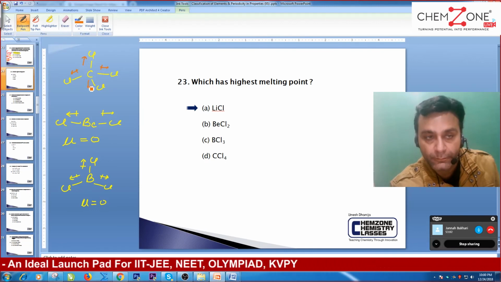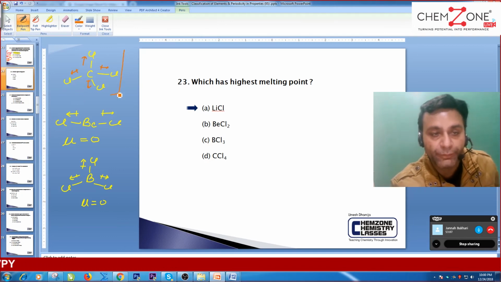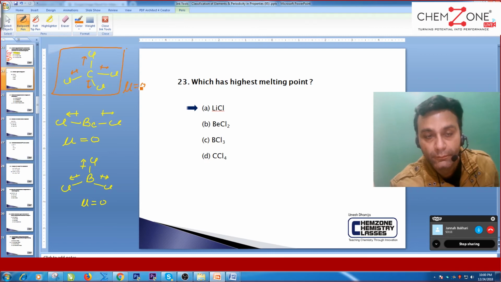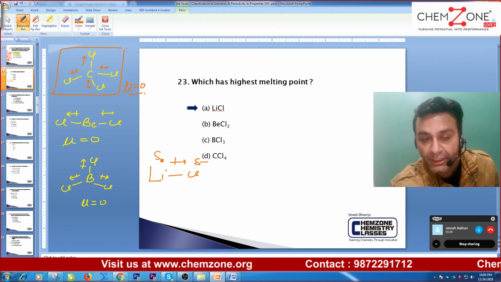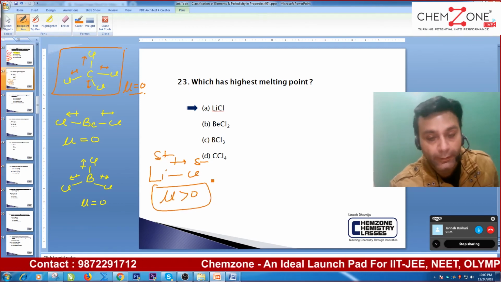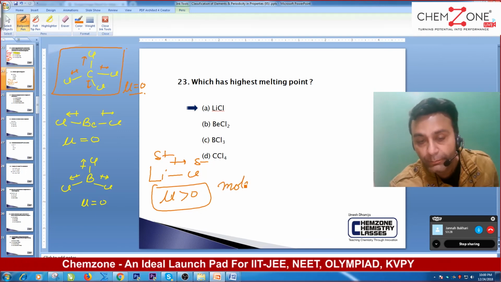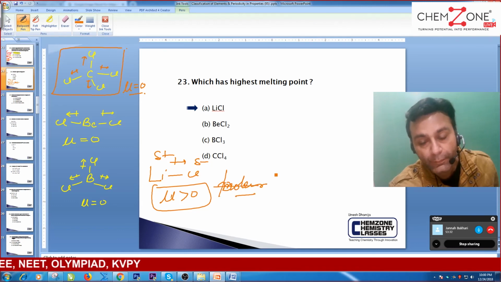So then LiCl, because it only has one. So the moment will be 0 here. LiCl has the largest dipole moment. But in the case of lithium chloride, the chlorine is pulling the electron toward this side. Partial negative, partial positive, and the dipole moment is greater than 0. It means this molecule is polar. It's a polar molecule.